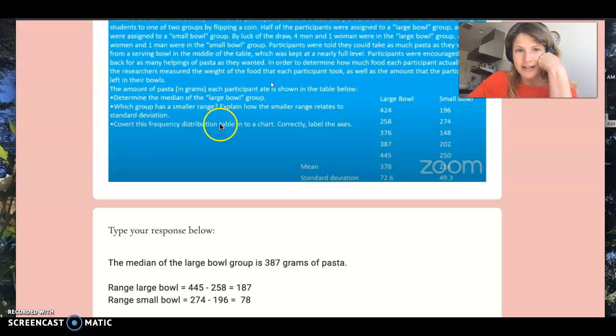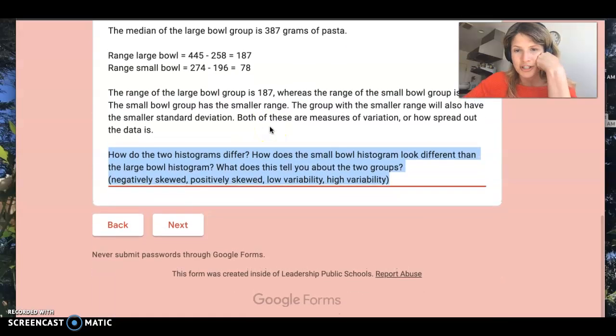Okay, so go ahead, answer this last question as part of your response for the CSU. You don't have to answer this one. You don't have to create your own histogram. Okay, let me know if you have questions.